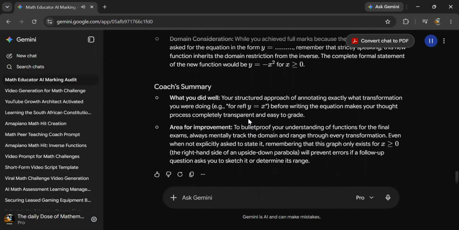Coach's summary. What you did well: your structured approach of annotating exactly what transformation you were doing, for example, the reflection in y equals x, before writing the equation makes your thought process completely transparent and easy to grade.